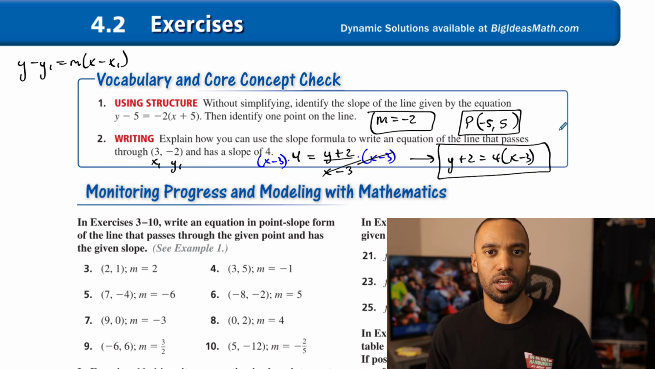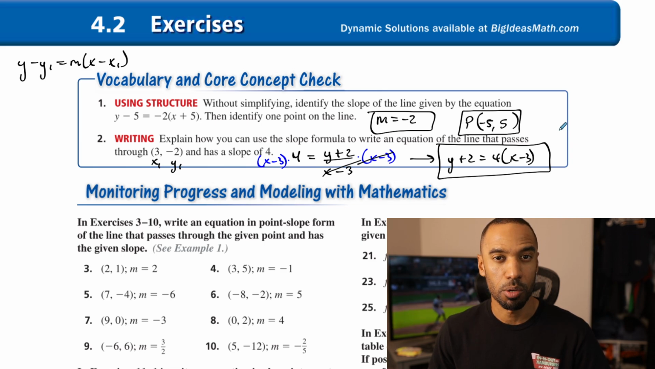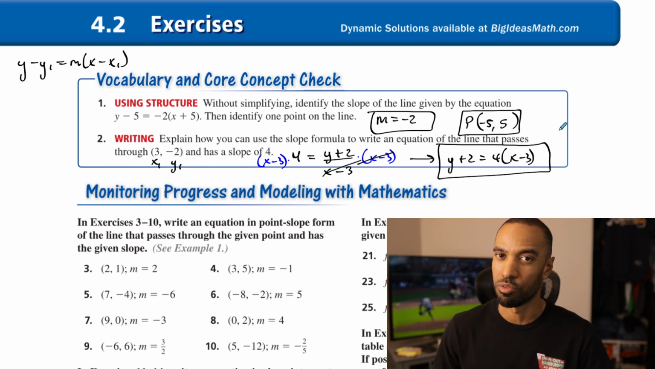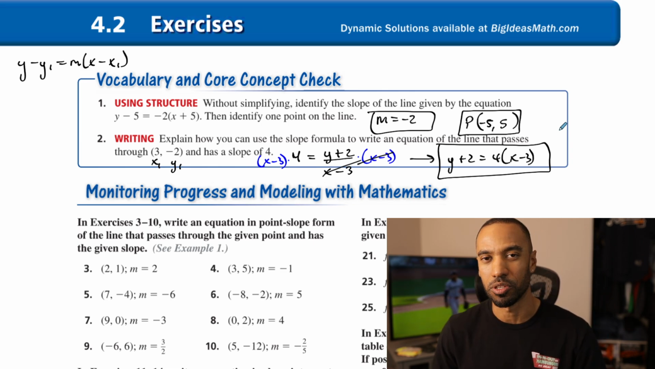Why are they telling you this if we're not going to do it that way? So you have a way to go back to in case you do forget the formula. Point slope form is based off the slope formula. So if you know the slope formula, in a way, in the recess of your mind, you have a way to get point slope form.